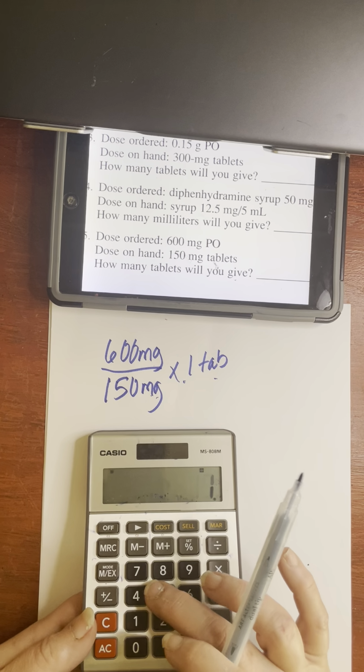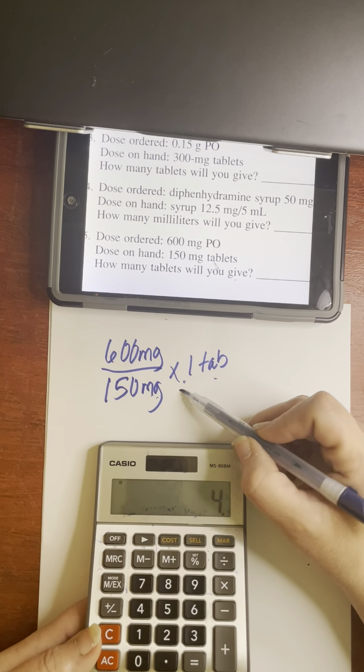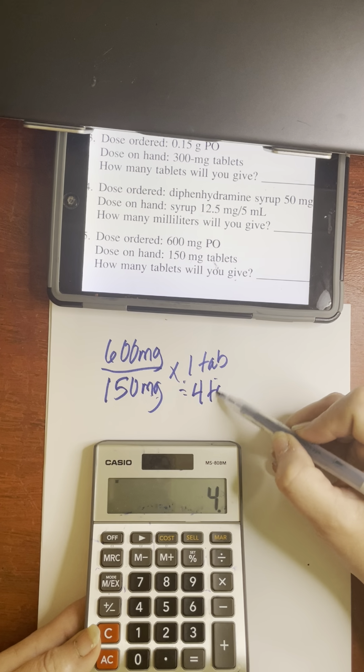600 divided by 150 equals. We're going to give them 4 tablets.